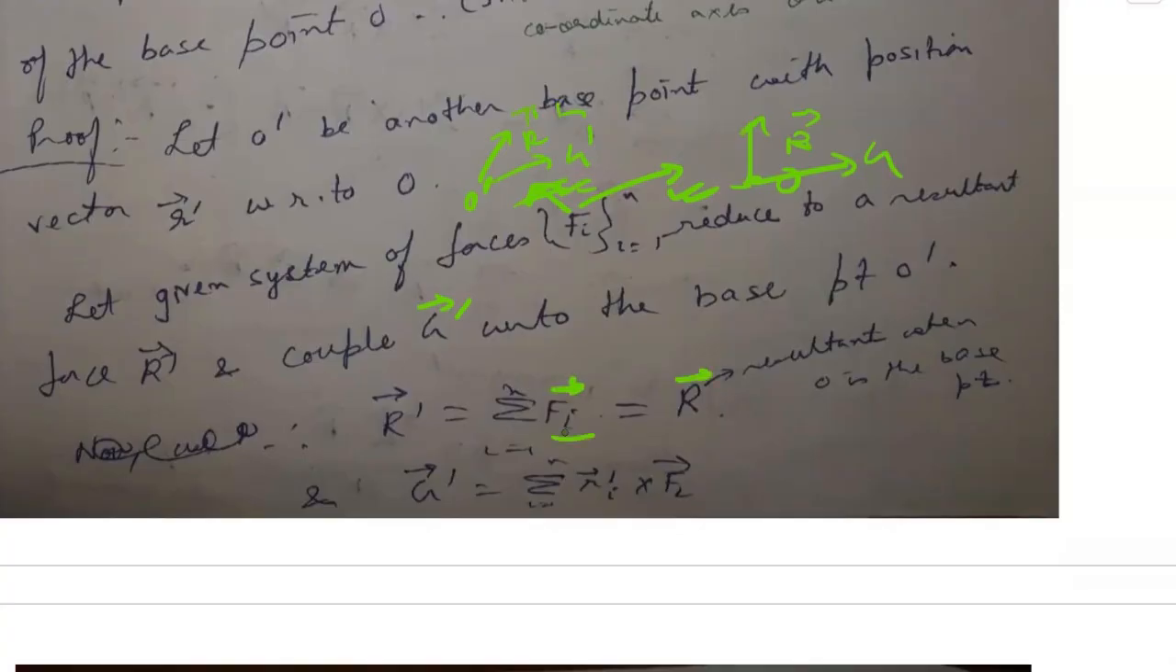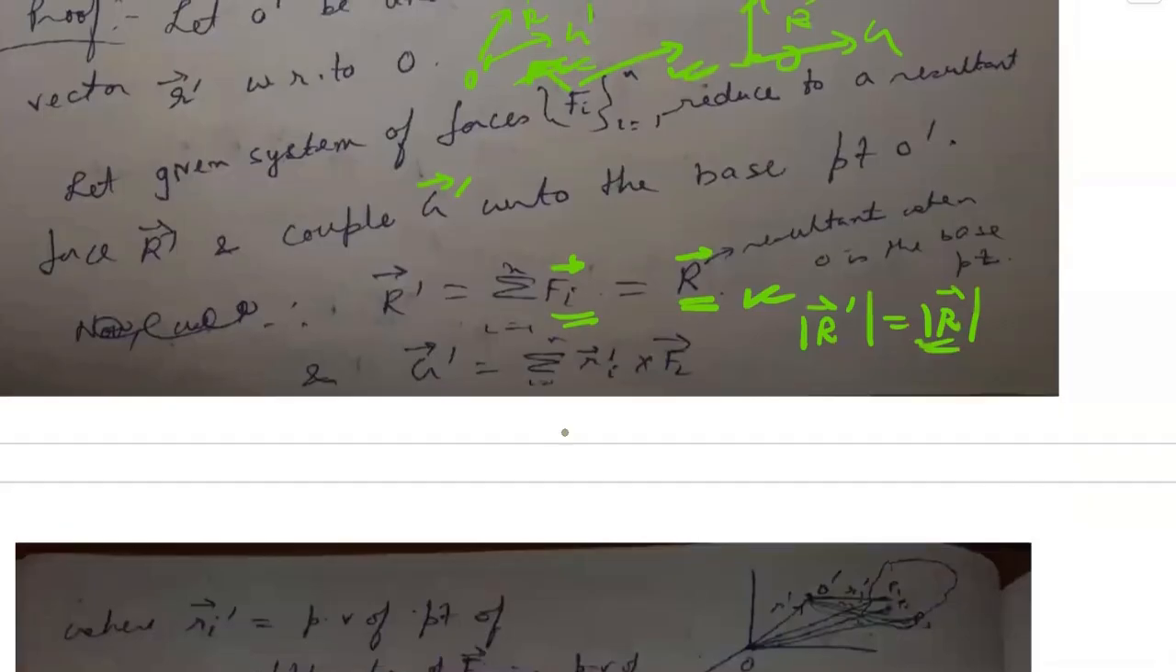Okay. But this is again equal to what? R. Okay. So R dash equals R, which you have already got. So if you now take out the resultant, obviously that will be the same. So the first invariance is proved. Then G dash. What is G dash? G dash is the couple moment. Okay. So how can you find it out? Just by summing up the moments of all the forces.